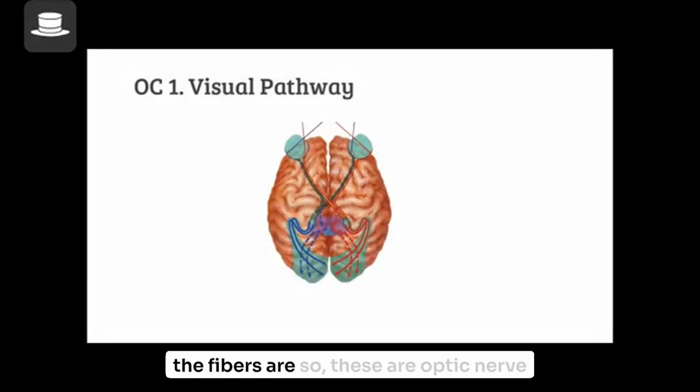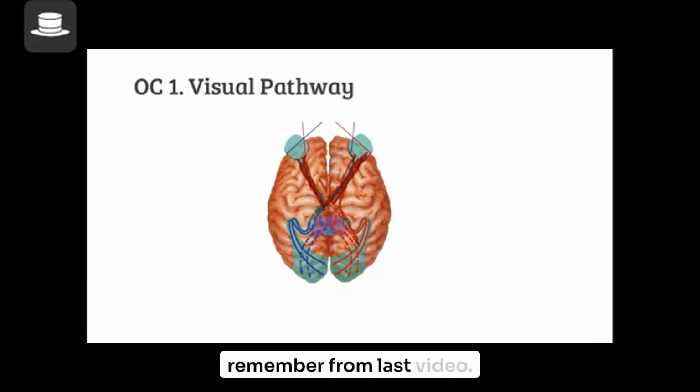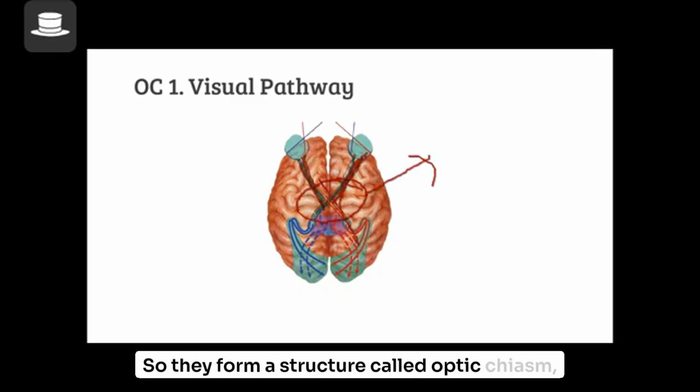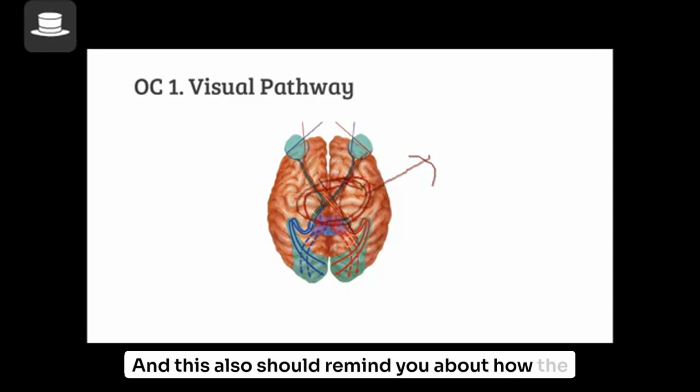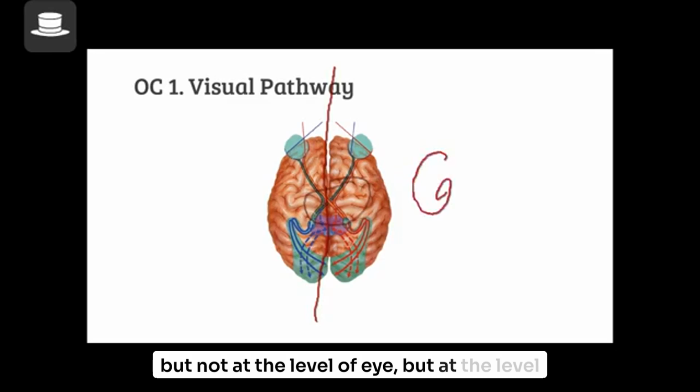These are optic nerve fibers coming from each eye, right? And they crisscross in a way that they form a structure here called the optic chiasm, if you remember from the last video. And this also should remind you about how the system follows contralaterality, but not at the level of the eye, but at the level of the visual field.